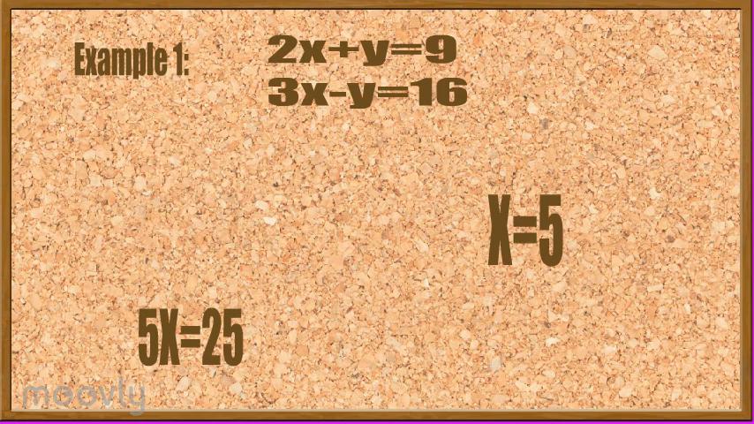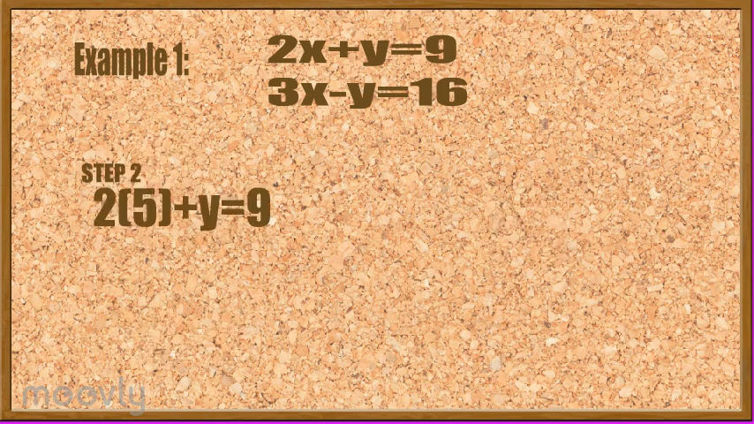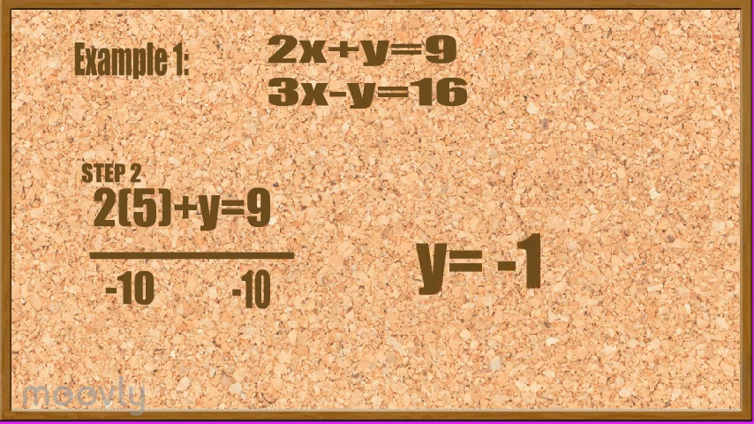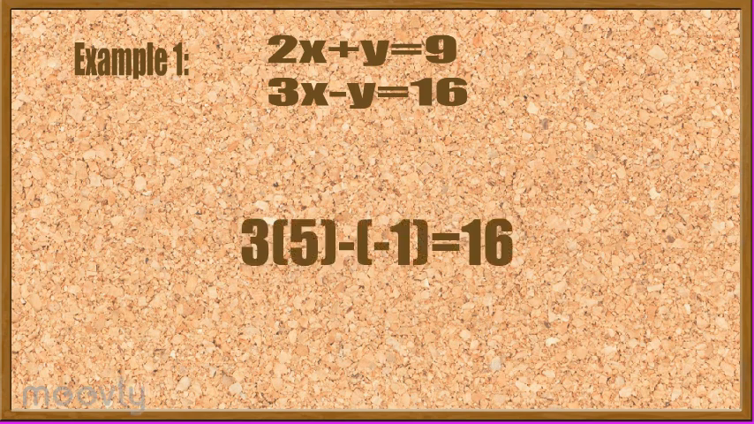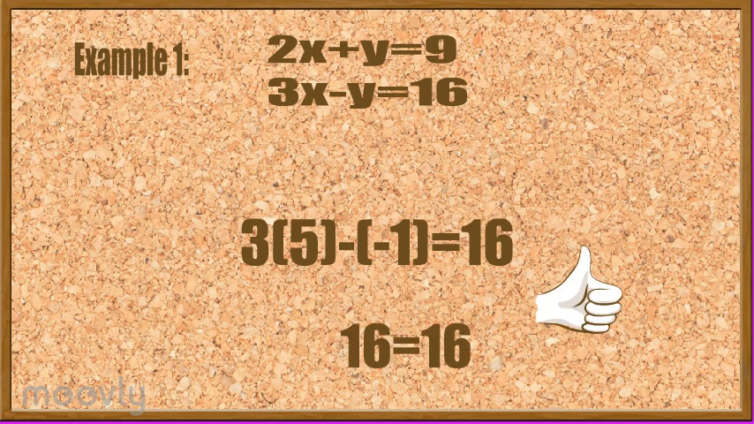Step 2 is now that you know what x is, plug it back into the equation to find y. 2 times 5 plus y equals 9. Subtract 10 from both sides, and you should get y equals negative 1. Plug both known x and y back into the second equation to make sure that they are both correct. 3 times 5 minus negative 1 equals 16. 16 equals 16, so these equations both work.